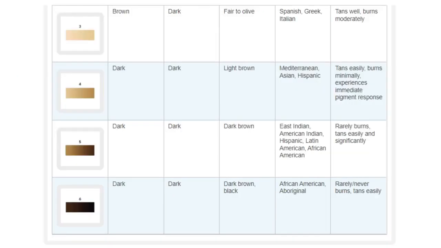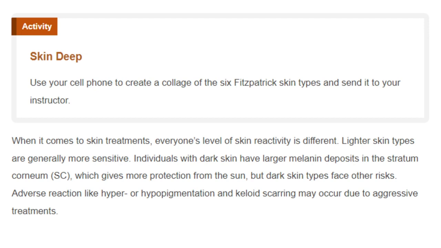Table 5.2. Activity. Skin deep. Use your cell phone to create a collage of the 6 Fitzpatrick skin types and send it to your instructor.